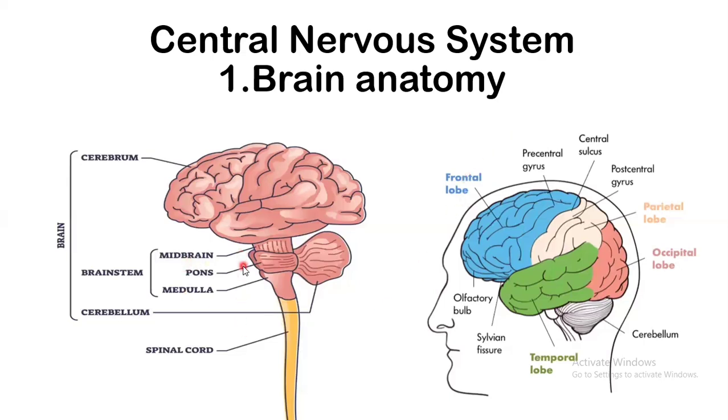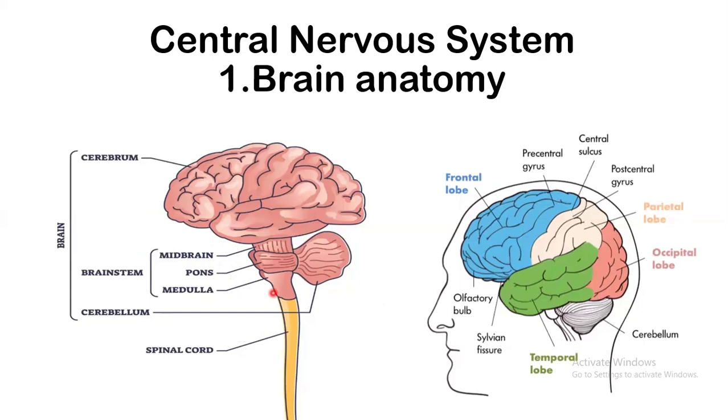Now, from this picture, you can see the brain stem. The brain stem consists of the midbrain, pons, and medulla. The midbrain controls eye movement, and it helps to maintain auditory and visual reflexes. Then the pons relays information between the cerebrum and the cerebellum and regulates breathing. The final part is the medulla. The medulla controls the heart rate, blood pressure, as well as breathing.